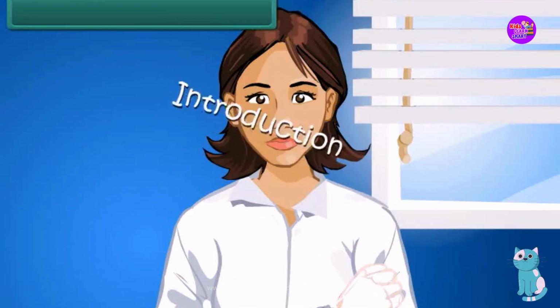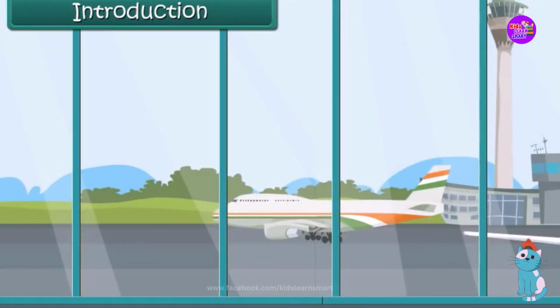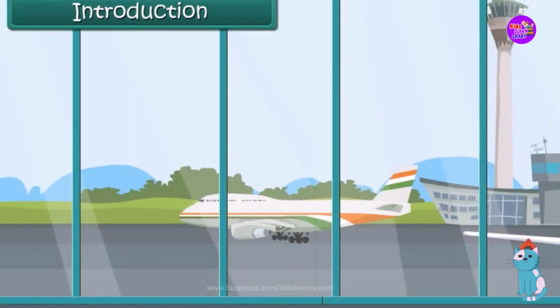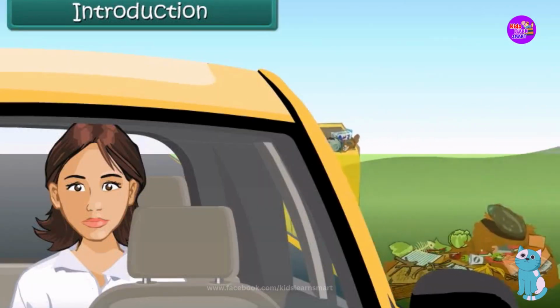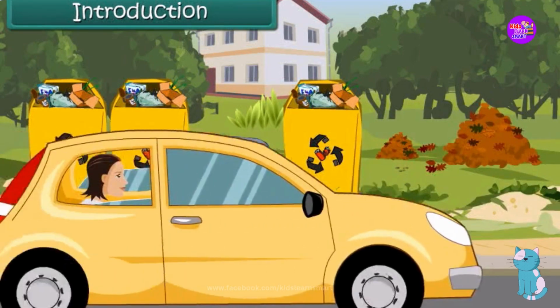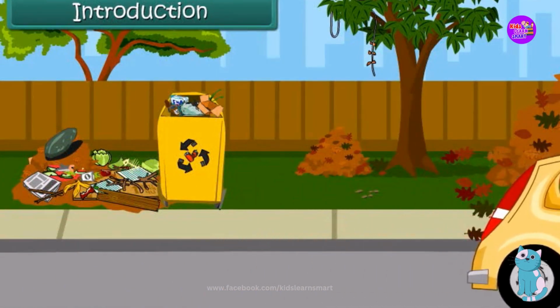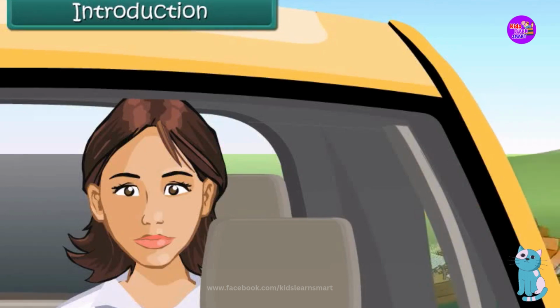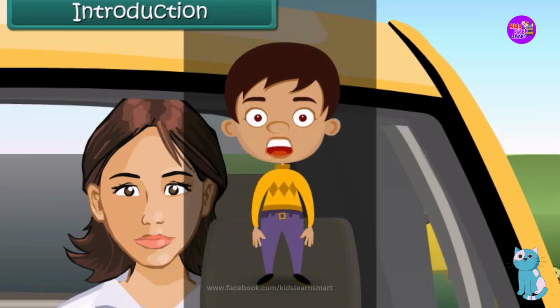Introduction. Shreya is a doctor. She is returning to India after 10 long years. On her way home from the airport, she is saddened to find overflowing municipal garbage bins, spilling dirt and spreading diseases at many places. She decides to take up the issue with the municipal corporation the next day. In this lesson, we will learn about local government bodies and their functions.